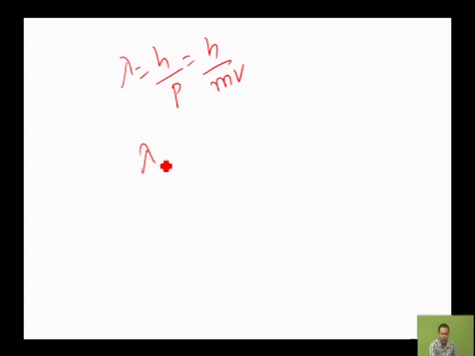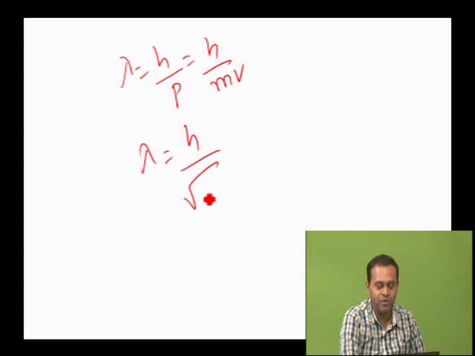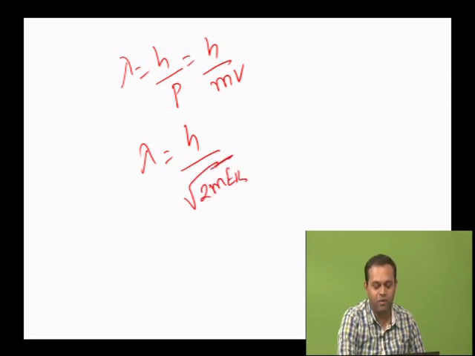Different forms of the de Broglie wave equation. One, in terms of momentum, is lambda equal to h by p. In terms of mass and velocity, it is lambda equal to h by mv. Another form is lambda equal to h by root of 2m Ek, where Ek represents the kinetic energy of the material particle. The lambda value will be inversely proportional to the root of kinetic energy.